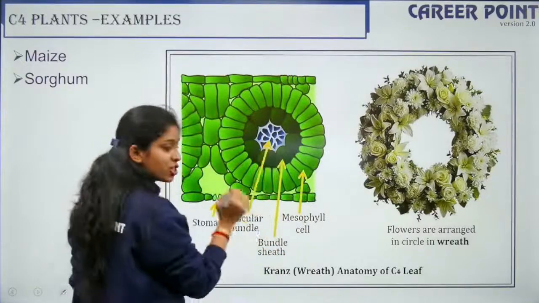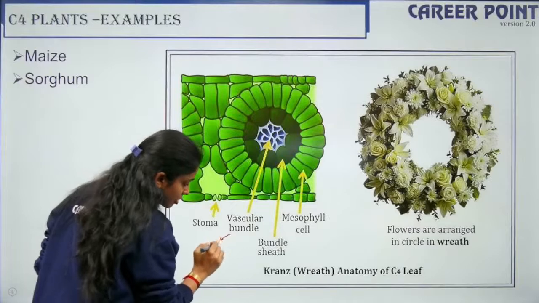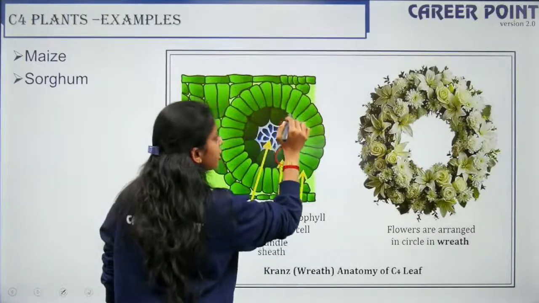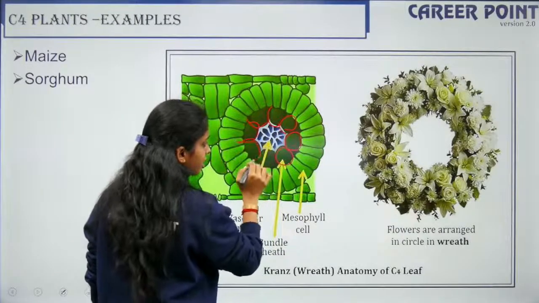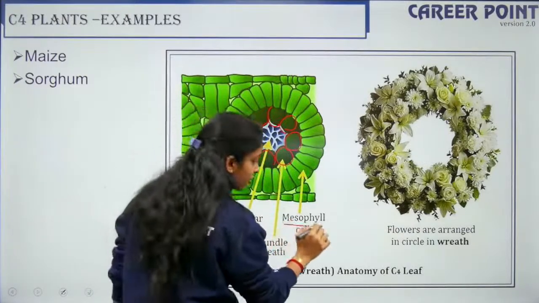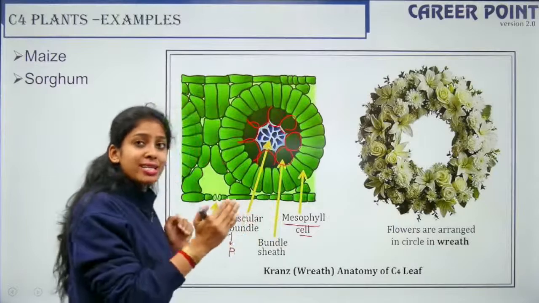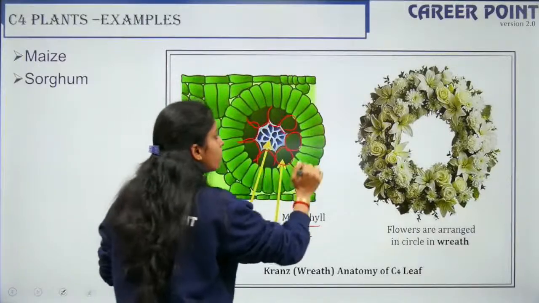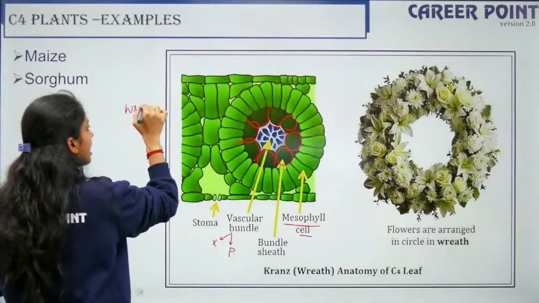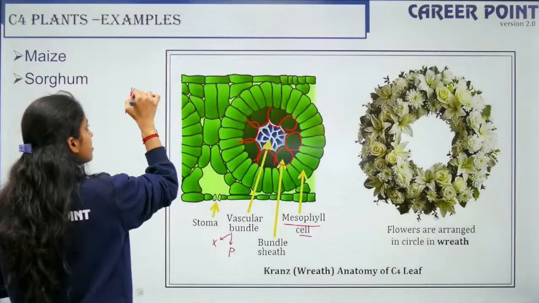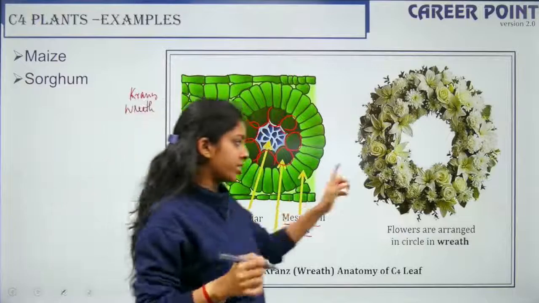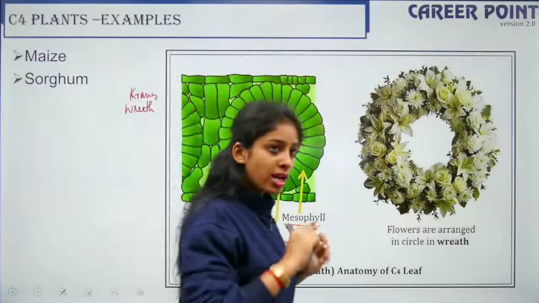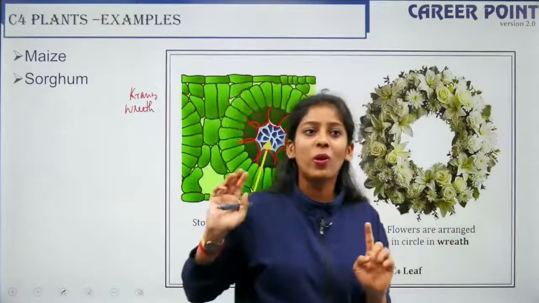If you see, the center is your vascular bundle. So your vascular bundle includes your xylem and your phloem. Can you see it is surrounded by huge cells, that is your bundle sheath cells. Surrounding the bundle sheath cells, you have the mesophyll cells. So bundle sheath cells and mesophyll cells lie close to each other. These mesophyll cells form a wreath-like structure. So Kranz means this wreath-like arrangement. Clear? This is called Kranz anatomy. Which one? The mesophyll cells arranged around the vascular bundle.